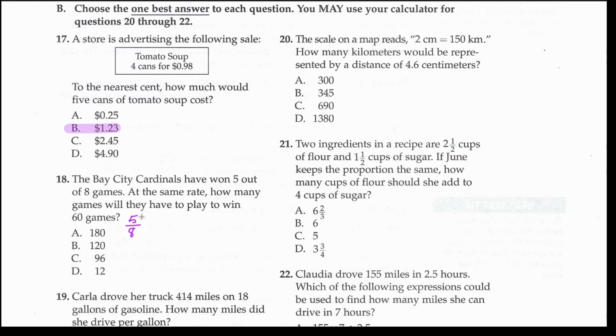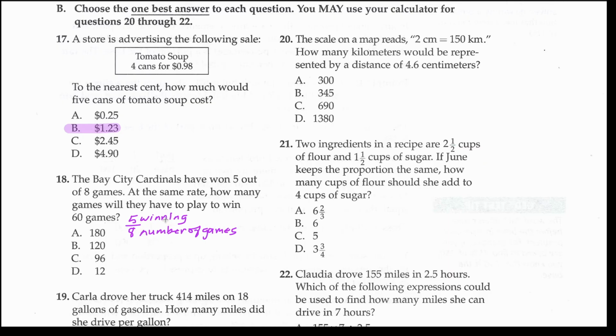So 5 represents the winning, and 8 represents the number of games. That's how I will set up.